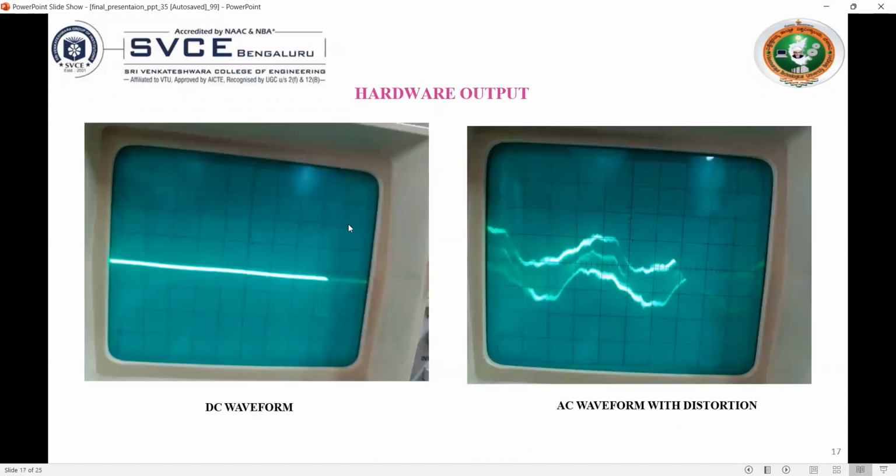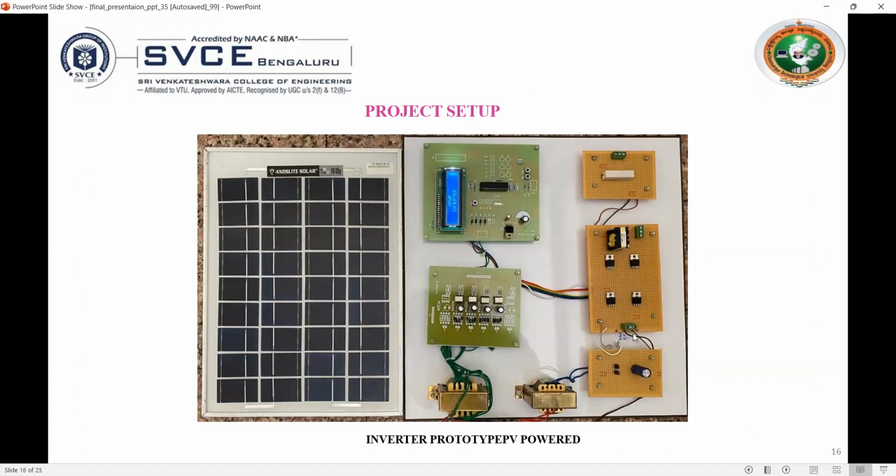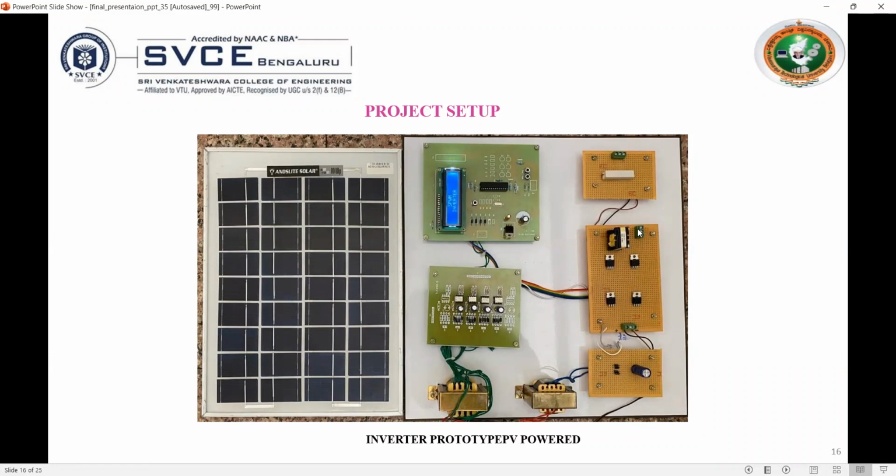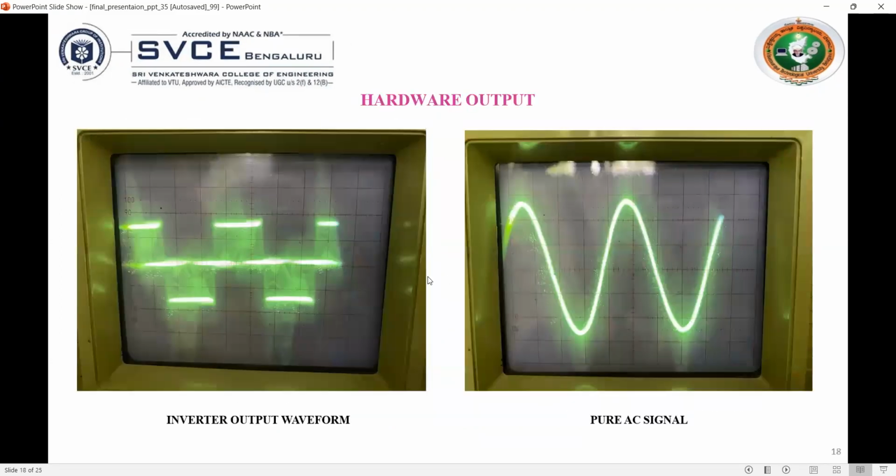Now this is the hardware output. This is the DC waveform which we get from this side. After the conversion, we can verify from this side. We'll get the DC voltage, and on this side we got an AC waveform with distortion. Like I said, after using the LC circuit, we'll be getting this distorted AC. A little bit of distortion will be there, which can be purified by using a load. This is our pulsating waveform, which we get at the inverter.